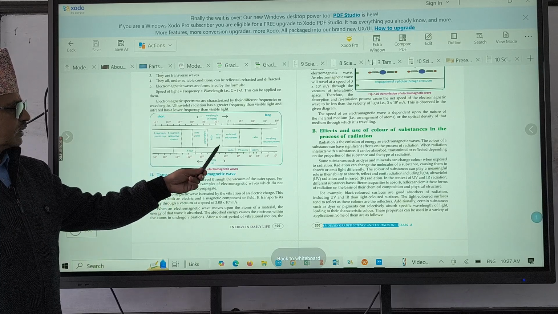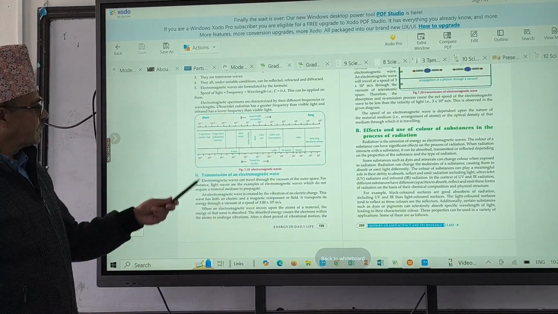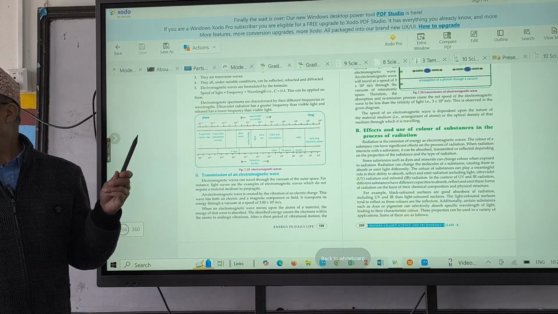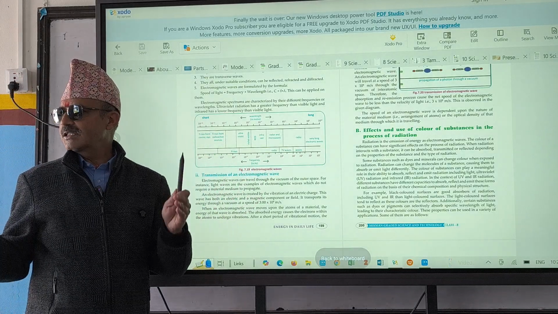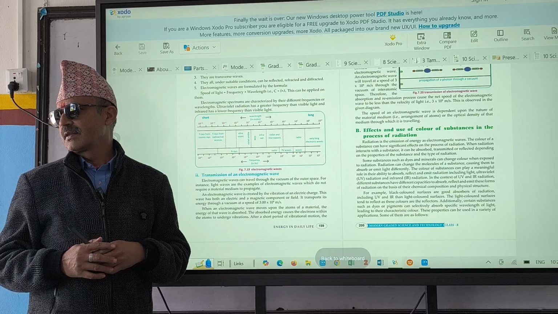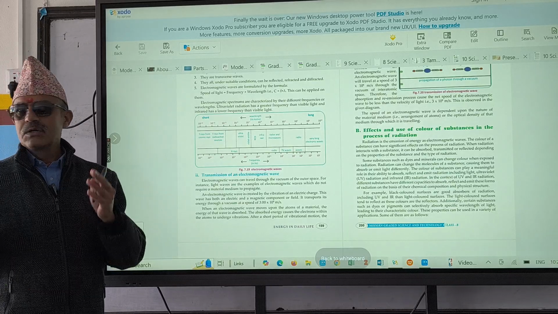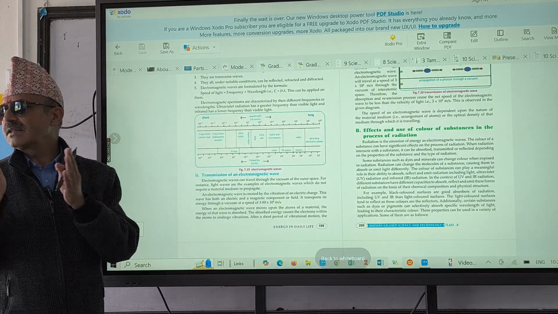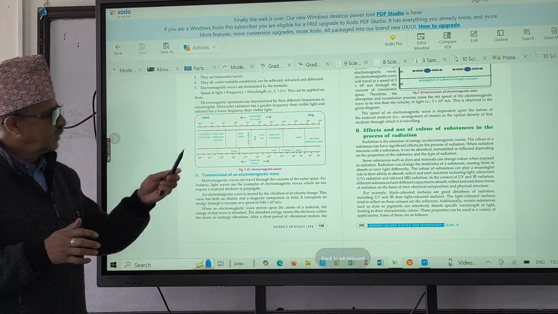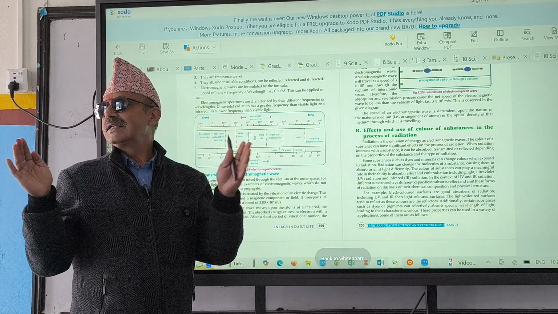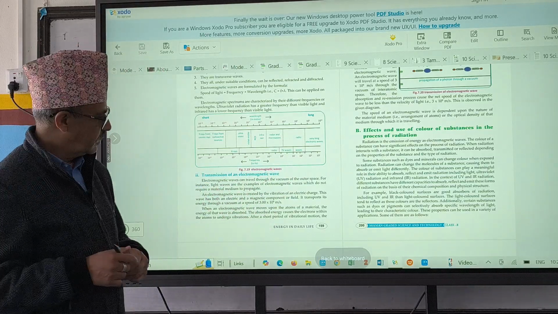Visible light, infrared, then microwaves, radio waves. Yes or no? Now make the concept clear. Gamma rays have more frequency, less wavelength. Radio waves have less frequency, more wavelength. Did you hear what I said? Gamma rays, frequency high, wavelength short. But radio waves, frequency less, wavelength long. If so, their speed will remain the same. Right?